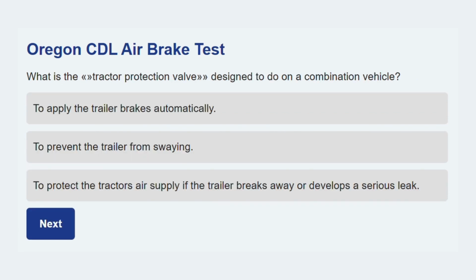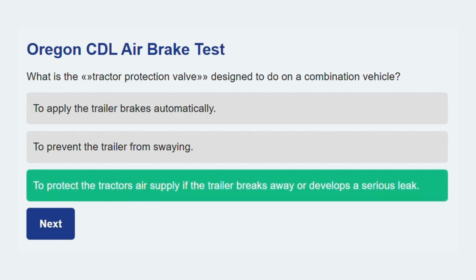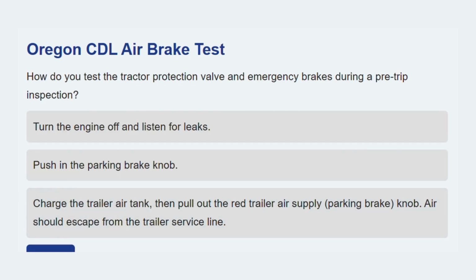Okay, what's after this? What is the tractor protection valve designed to do on a combination vehicle? To protect the tractor's air supply if the trailer breaks away or develops a serious leak. It prevents the tractor from losing all its air pressure.